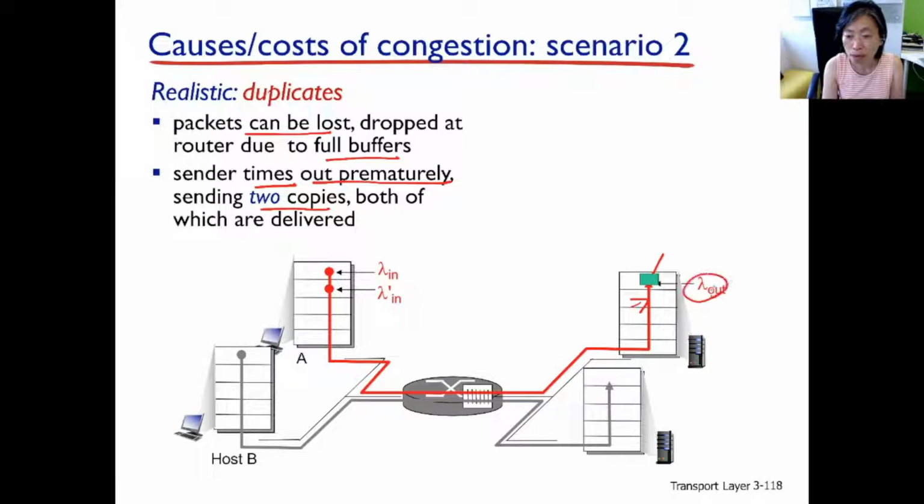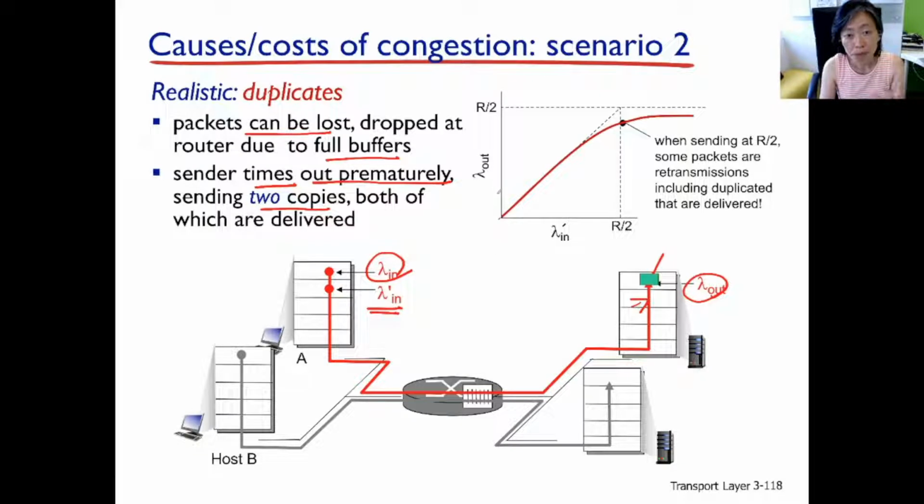So lambda out remained the same as lambda in, but we see here the lambda in prime is going to be higher than the lambda in prime in the previous assumption, where we do not assume the timer can go out prematurely. So the performance of lambda out here as lambda in prime increases is going to get slightly worse. The margin here is going to be bigger because what? Lambda in prime here, we need to take into account the retransmissions. Now we also need to take into account the duplicates that are not really necessary.